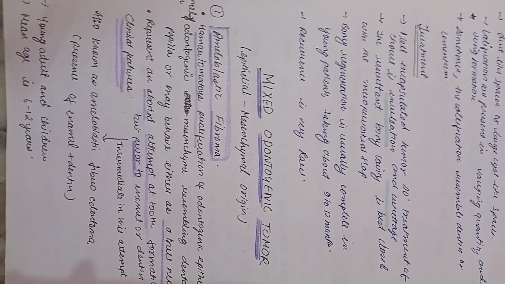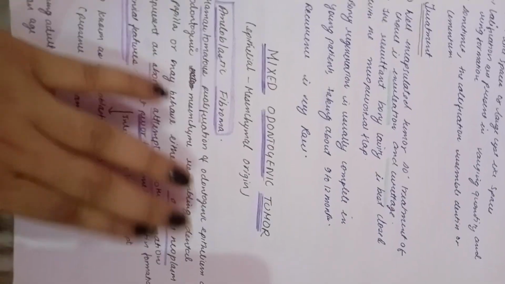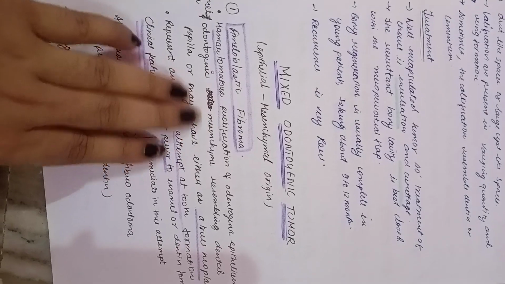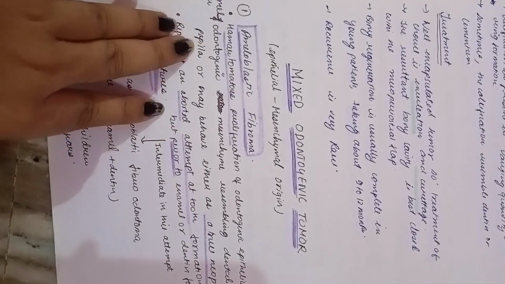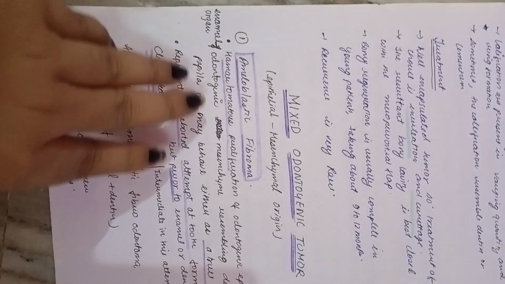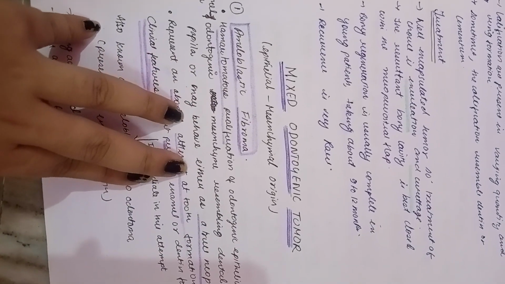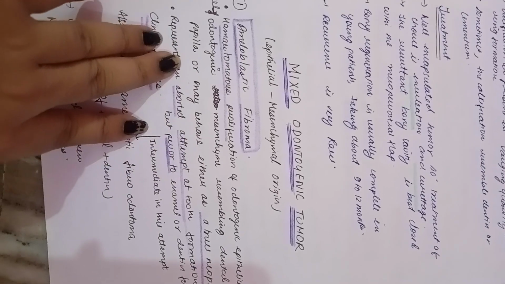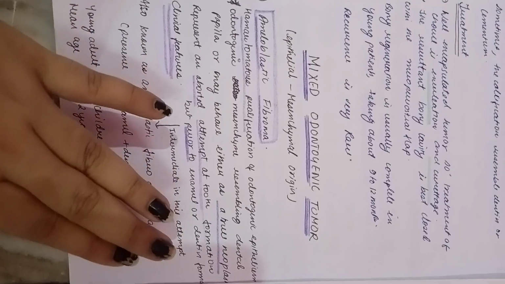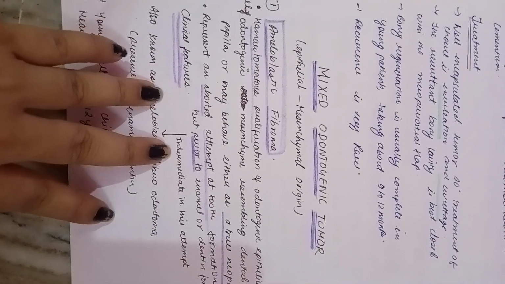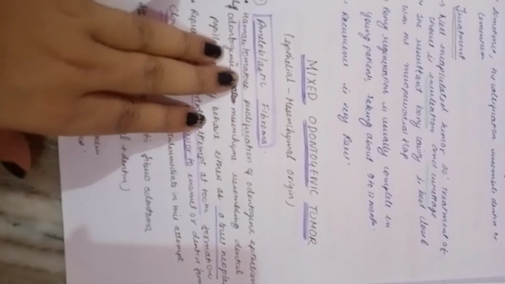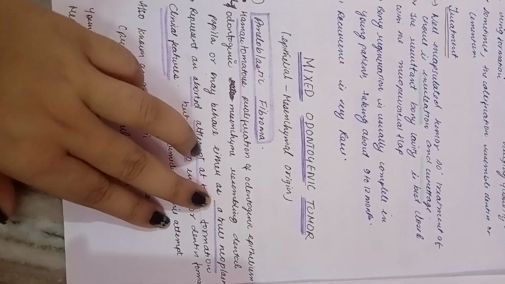It is a hamartomatous proliferation of what? Odontogenic epithelium of enamel organ and odontogenic mesenchyme resembling dental papilla. So it has an epithelial component from the enamel organ and a mesenchymal component which resembles dental papilla. Or it may behave as a true benign neoplasm. So it can be a hamartomatous proliferation or behave as a true neoplasm.